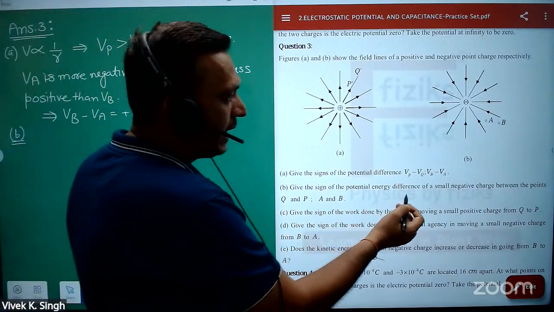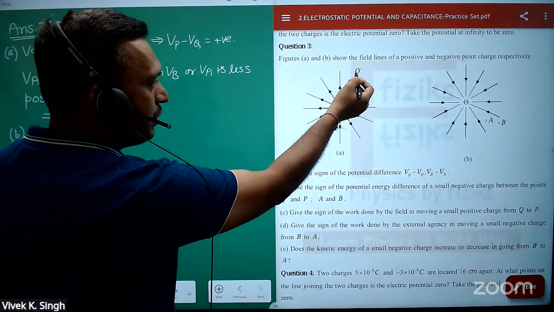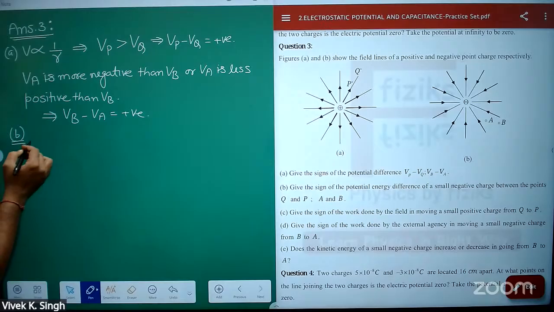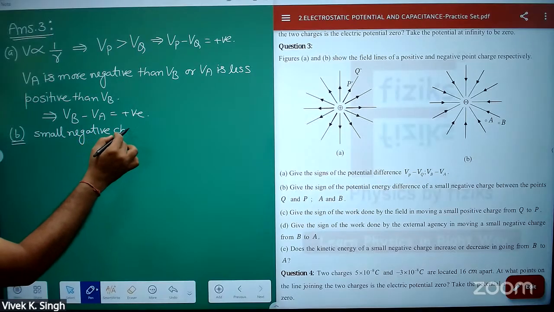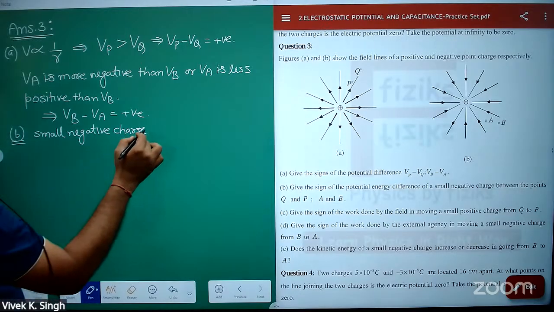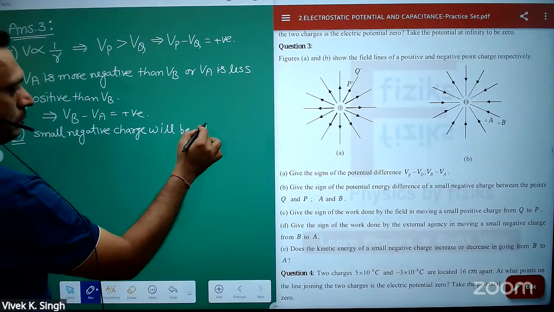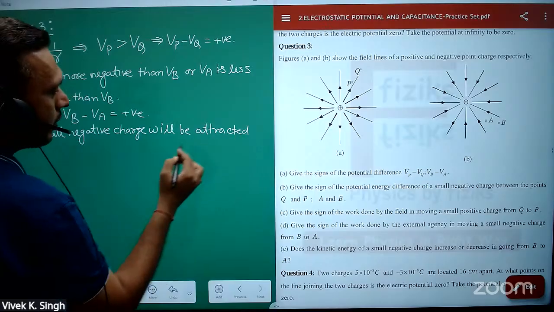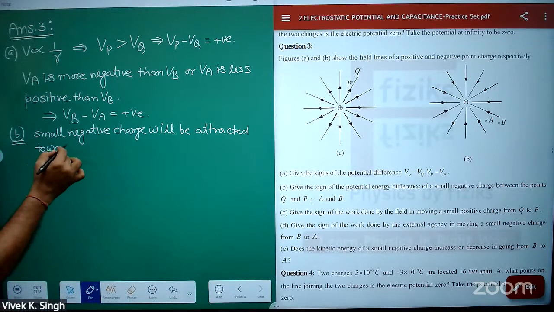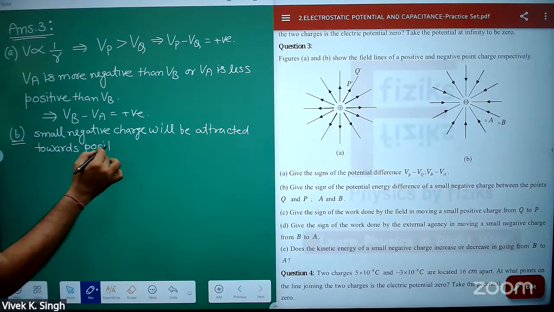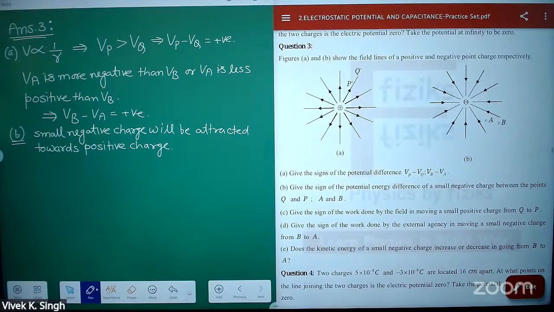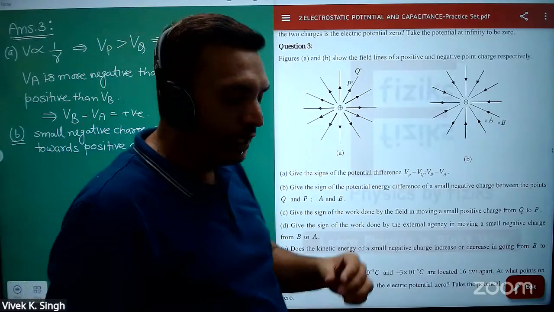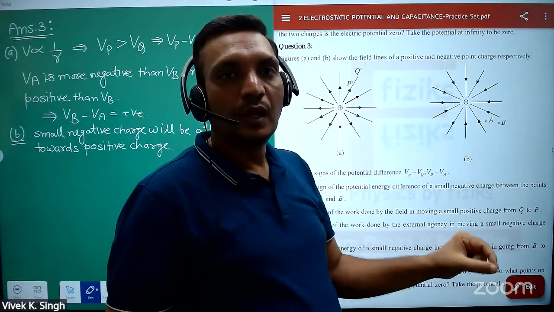So there is a small negative charge. A small negative charge will be attracted towards the positive charge, and you know that negative charge moves from higher potential to lower potential.